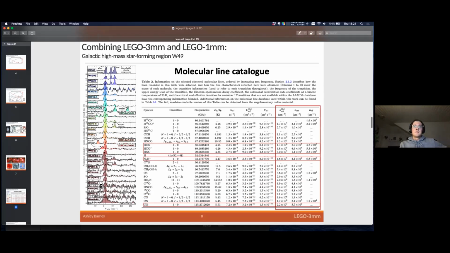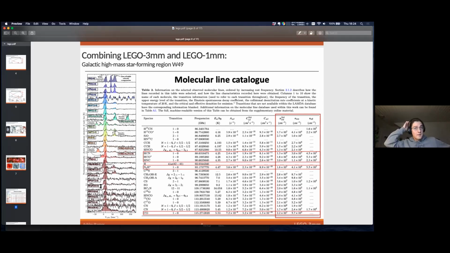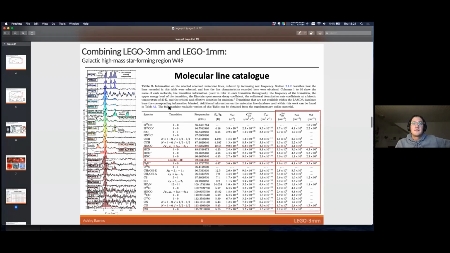So then coming to our molecular line observations here. I don't want to go too much into this, a lot of information, but here are some nice spectra on the left-hand side. But then this table really shows our molecular line catalog in full here. This is a little bit small on the screen; you can see it in the slides I put in the chat. But this is a really nice table from the paper.